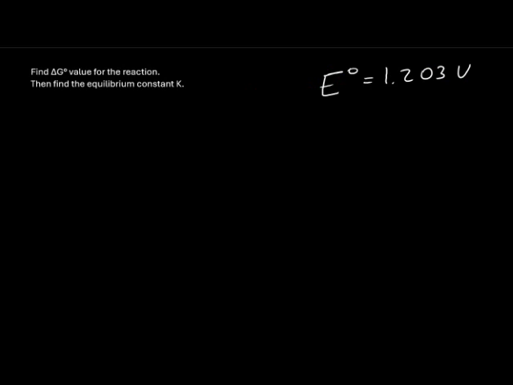Here's a variation on this problem. You may also be asked for the delta G standard value for the reaction as well. You can find this based purely on the E standard that we have, 1.203 volts, and the N value which we had, which is 2 electrons. The equation says delta G standard is equal to negative N times F times E standard. We already have N and E standard from the previous steps. F stands for Faraday's constant.